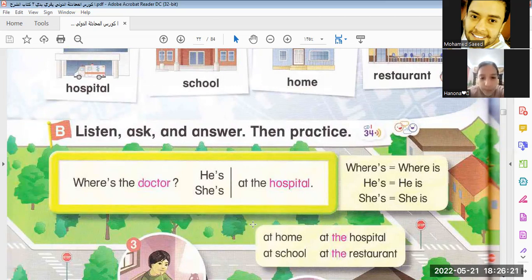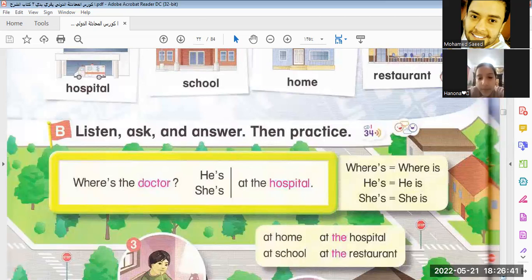Okay, يعني احنا هنا بنسأل السؤال where is طبعا بسألك عن بابا he is لو مذكر، she is لو مؤنث. Where is equal where is, the same words. He's equal he is, she's equal she is, at home, at the hospital, at school, at the restaurant.